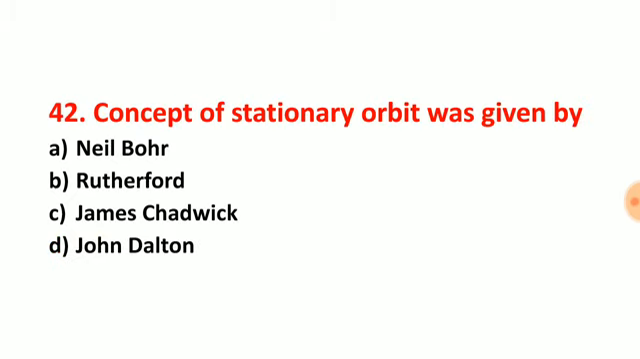Question number 42. The concept of stationary orbit was given by... When Rutherford drafted his theory, there were some drawbacks, and Niels Bohr corrected his theory by coining the term stationary orbit. So the concept of stationary orbit was given by Niels Bohr. According to Bohr, an electron can revolve only around those orbits in which the angular momentum is equal to nh by 2 pi. This is the most important part of your chemistry in class 11. The electron only revolves in those orbits, and that orbit is called a stationary orbit.